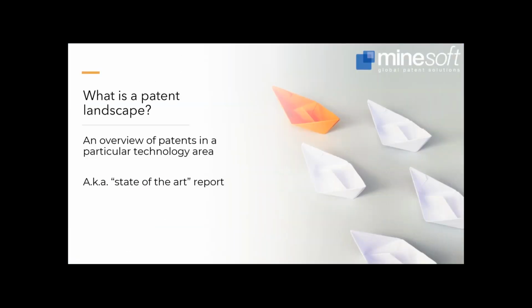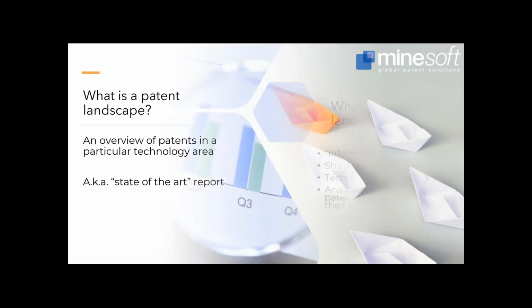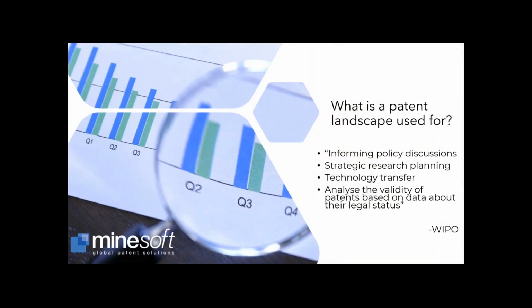So what is a patent landscape? Patent landscape reports are a popular research vehicle for providing an overview of patents in a particular technology area. This is also known as a state-of-the-art report. Landscape reports can cover hundreds or thousands of patent documents and, as a result, typically take at least 1 to 2 weeks to complete.